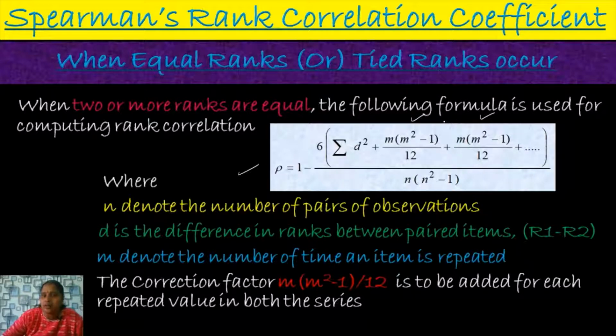Either only one value is repeated, or two values, or three values are repeated. Based on the given problem, we have to decide how many correction factors are to be added to sigma d square. As usual, n represents the number of pairs of observations and d is the difference in ranks between the paired items, and m denotes the number of times a particular value is repeated. The correction factor m square minus 1 over 12 is to be added for each repeated value in both the series x and y.